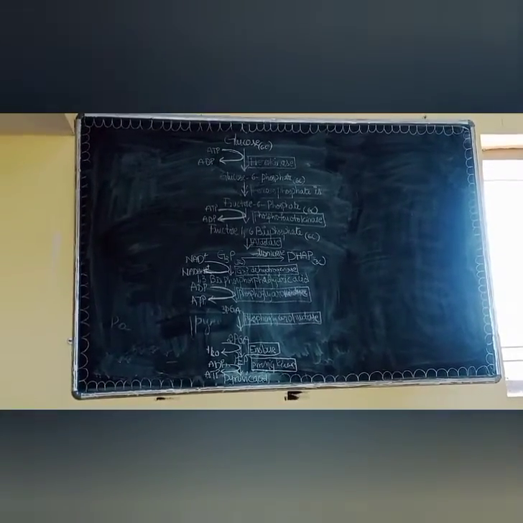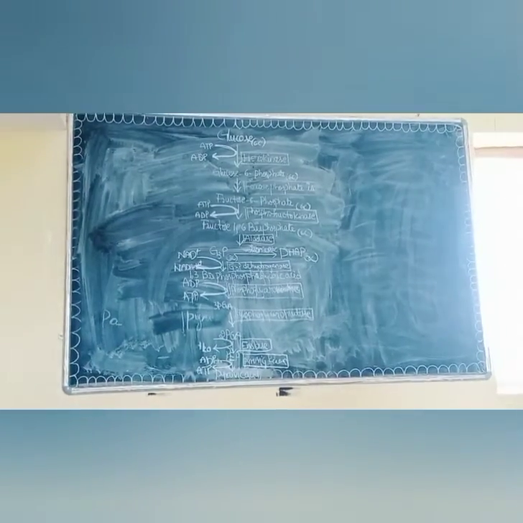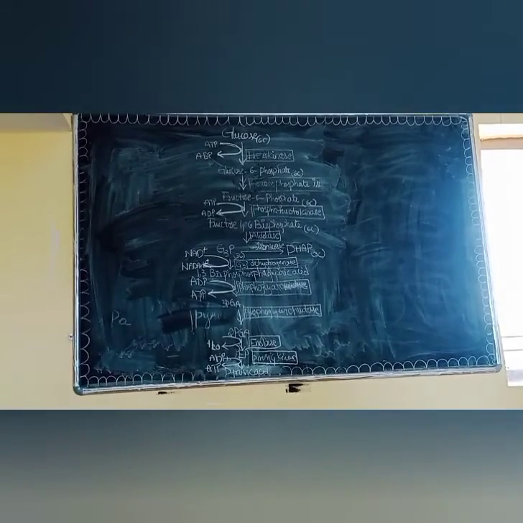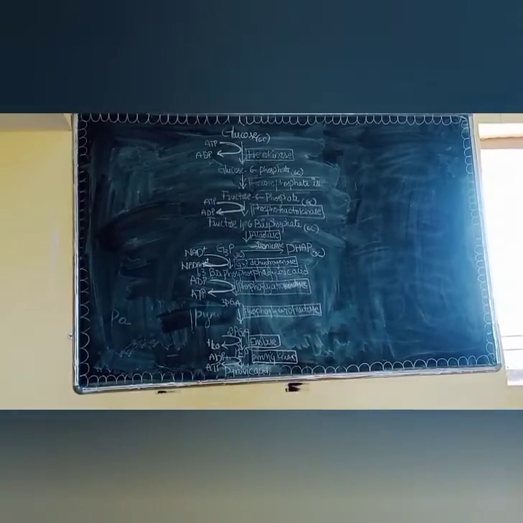Afterwards, we have to look at the fate of pyruvic acid. What is the pyruvate fate? Three types are there: lactic fermentation, alcohol fermentation, and anaerobic respiration. These fermentations are anaerobic. Coming to aerobic respiration, we use the Krebs cycle. So we will see about pyruvic acid later.